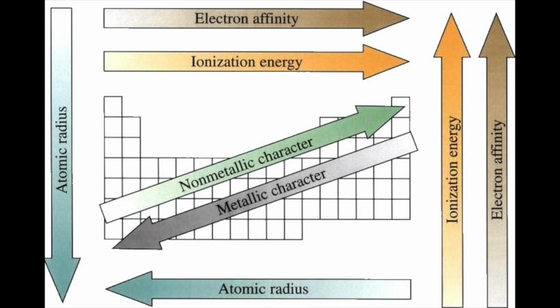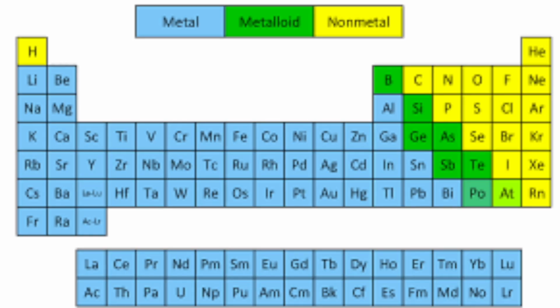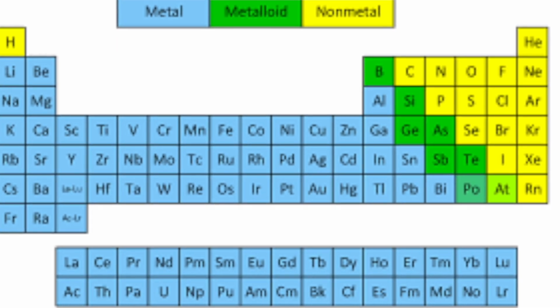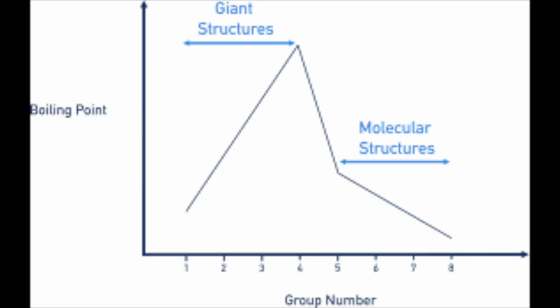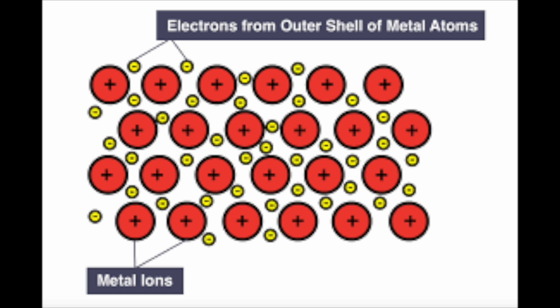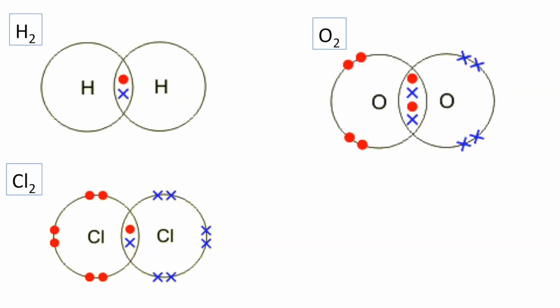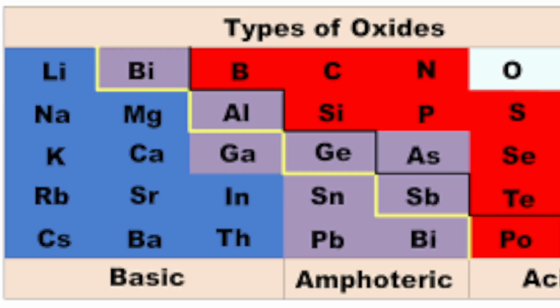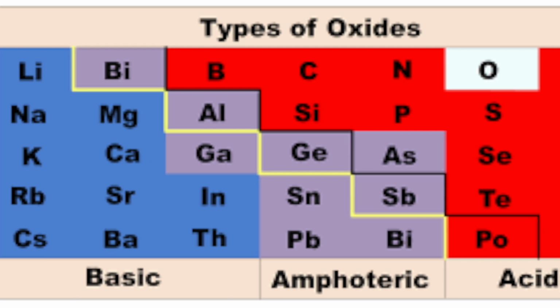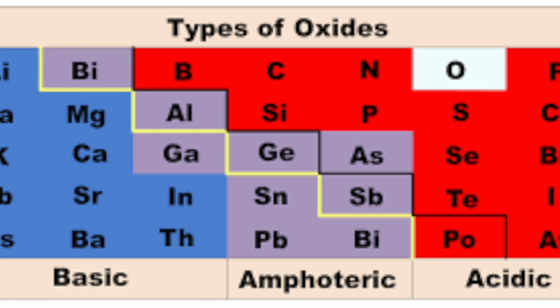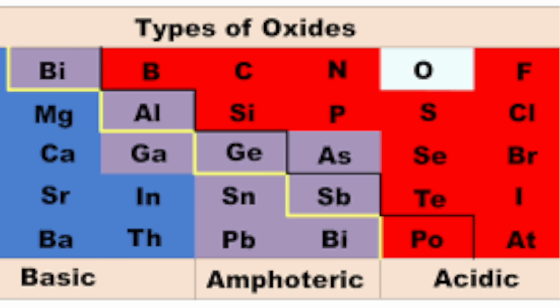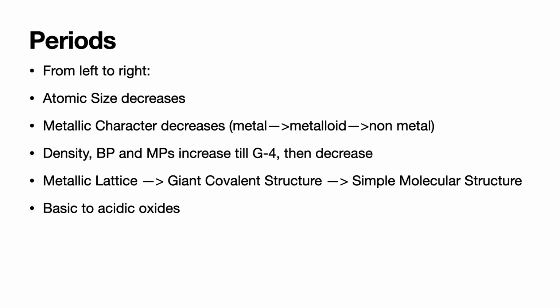From left to right, the atomic size decreases and the metallic character decreases. We start from metals, then metalloids, and then non-metals. Density, boiling points and melting points increase up till group 4 and then decrease. Chemically, elements to the left of the table form metallic lattices, and towards the right, giant covalent structures and then simple molecular structures. There is a shift from basic to acidic oxides, since there is a shift from metal to non-metal, and metals form basic oxides while non-metals form acidic oxides.